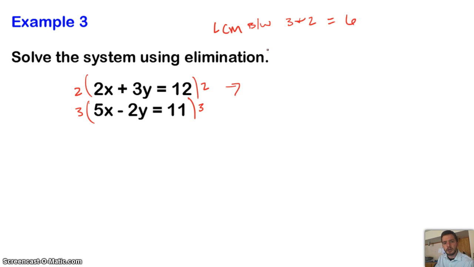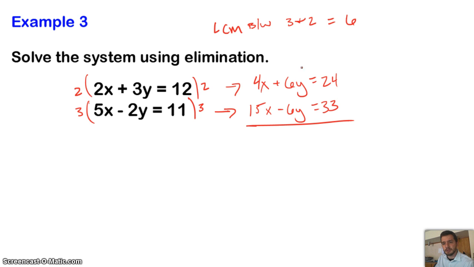So let's multiply. So again, 2 times 2x is 4x. 2 times 3y is 6y. 2 times 12 is 24. And now the second one. 3 times 5x is 15x. 3 times negative 2y is negative 6y. And then 3 times 11 is 33. So now we can go ahead and eliminate. So I'm going to eliminate my y's and add everything else up. So it's going to be 19x equals 24 plus 33 is 57.